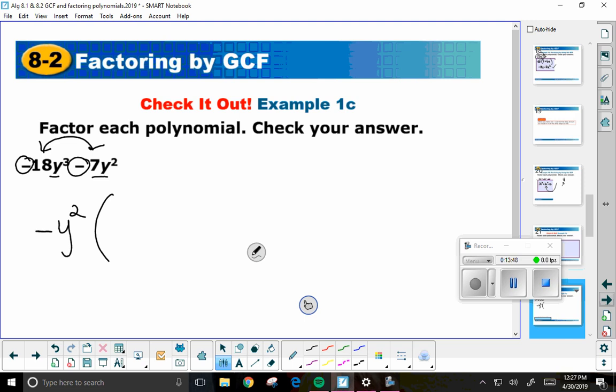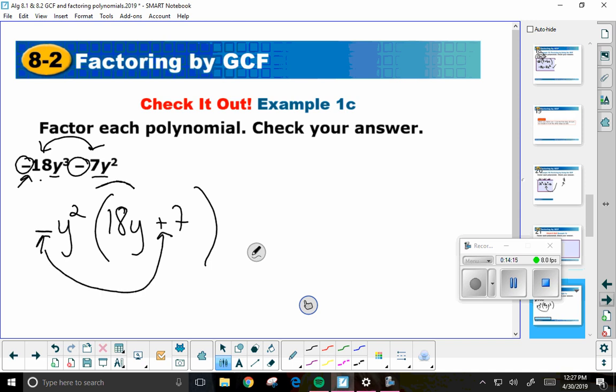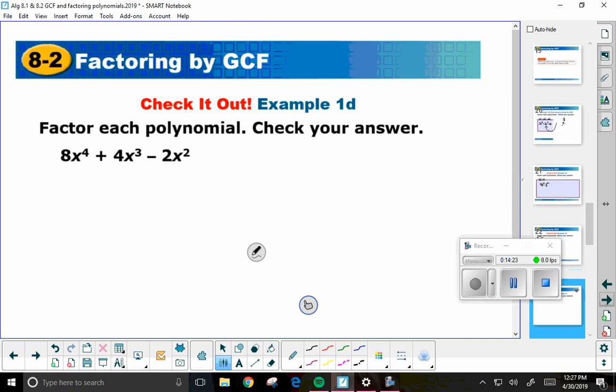What would I multiply that by to get negative 18y cubed? Well, all I would need to do is multiply it by 18y, because negative y squared times 18y gives me negative 18y cubed. And then negative y squared, what would I multiply that by to get negative 7y squared? Well, it would be a positive 7. Be super careful here. See, this negative times this positive is what will land you with that negative. And so that is that polynomial factored out. Let's move to the next one.